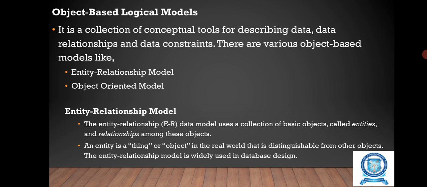The entity relationship model, we shortly call it the ER data model, uses a collection of basic objects called entities and relationships among these objects. An entity is a thing or object in the real world that is distinguishable from other objects. The entity relationship model is widely used in database design.